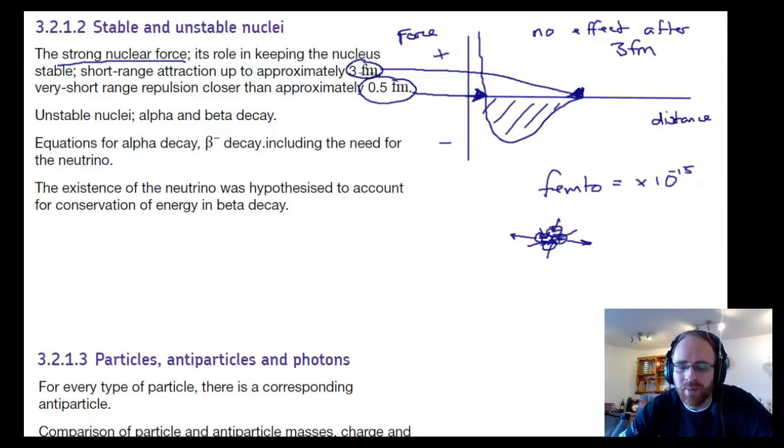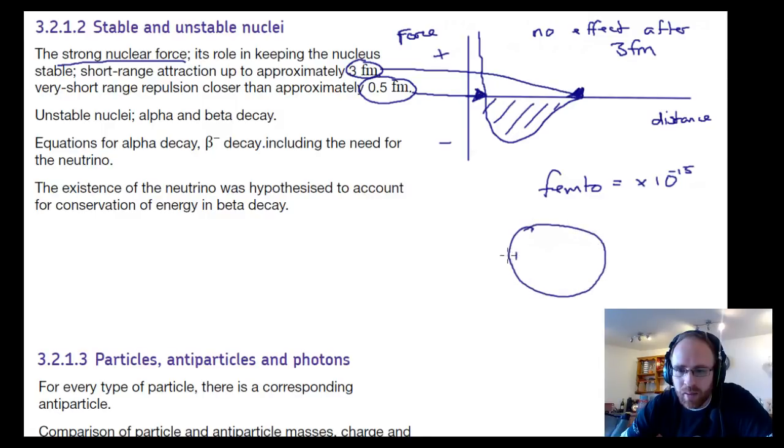So if they're between 3 femtometers and 0.5 femtometers, then the strong force is attracting nucleons together. This is for baryons, so protons and neutrons. If we have a distance greater than 3 femtometers, then the electrostatic force can win. And if the electrostatic force wins, then bad things happen. Radioactive decay.